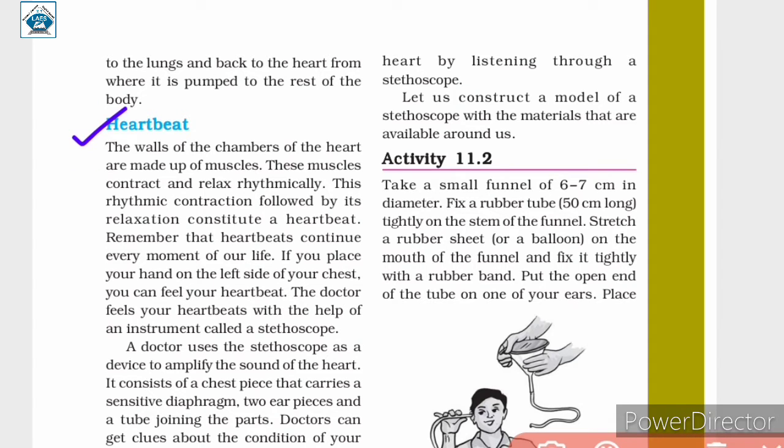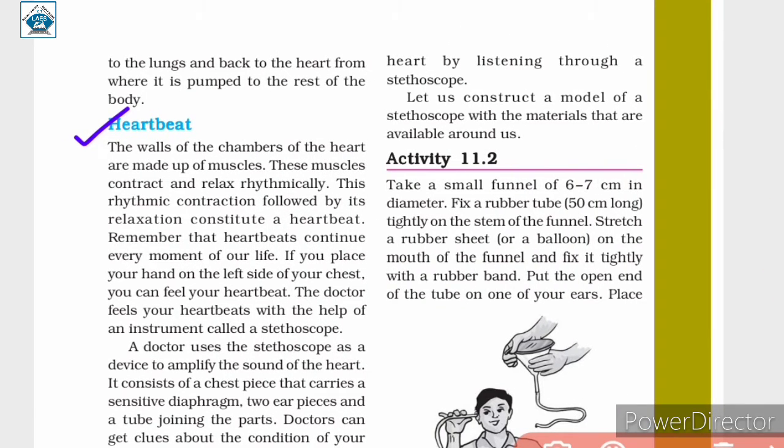The walls of the chambers of the heart are made up of muscles. These muscles contract and relax rhythmically. This rhythmic contraction, followed by its relaxation, constitutes a heartbeat. Remember that heartbeats continue every moment of our life. If you place your hand on the left side of your chest, you can feel your heartbeat. The doctor feels your heartbeats with the help of an instrument called a stethoscope.